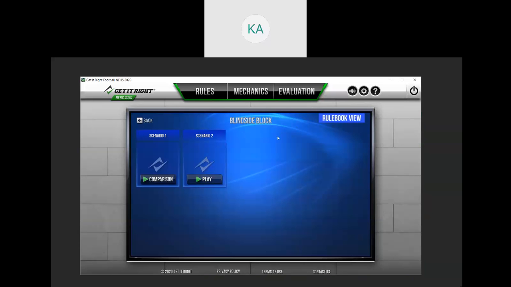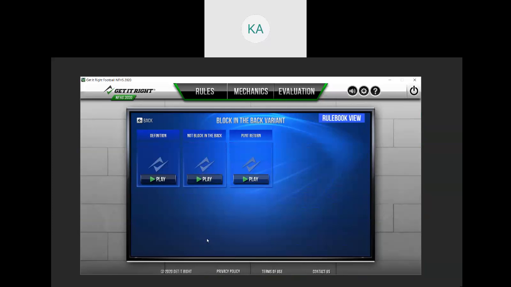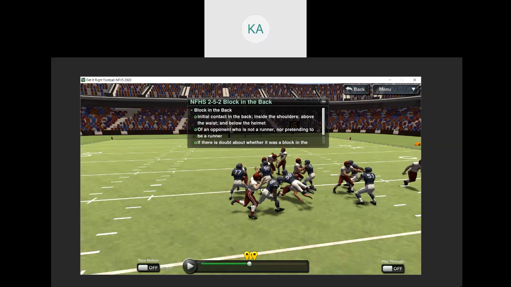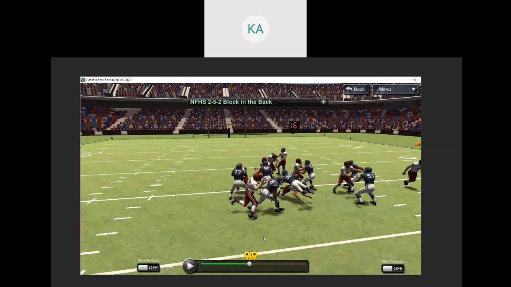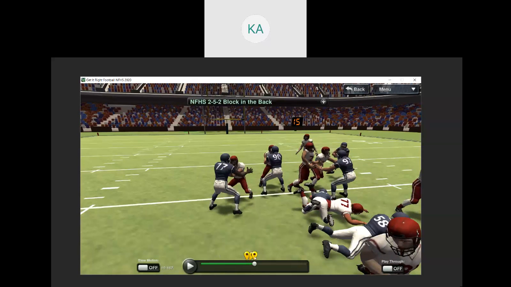Bob, could you please show Rule 252, block in the back? There we are. We're about to see that initial contact right there. This guy's hand going into his back and shoving him down.